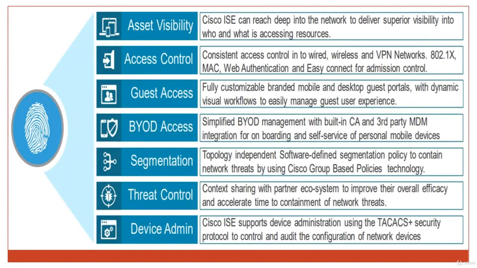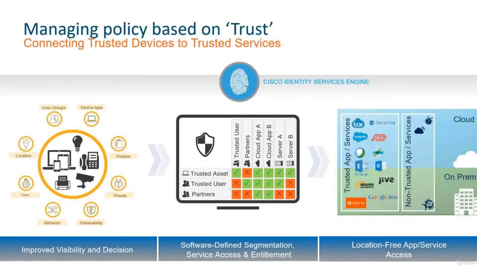Now again, the summary we have: asset visibility, access control, guest access, bring your own device, segmentation, threat control, and device administration. Okay, so ISE is going to give these many high bullet points. Apart from that, there are some other features as well, but these are the top features we have inside the ISE. Again, ISE is trusting none, meaning it is based on the zero trust model.